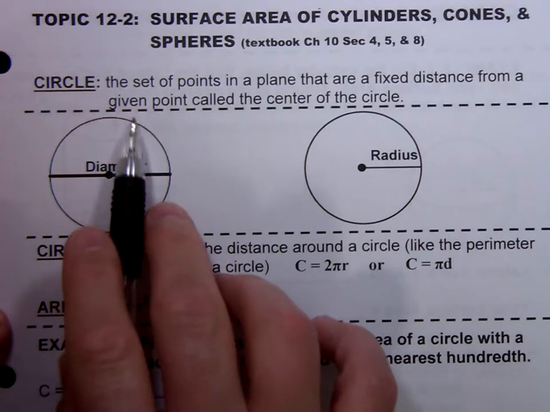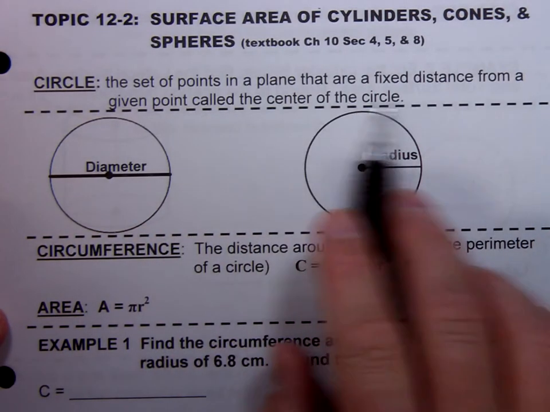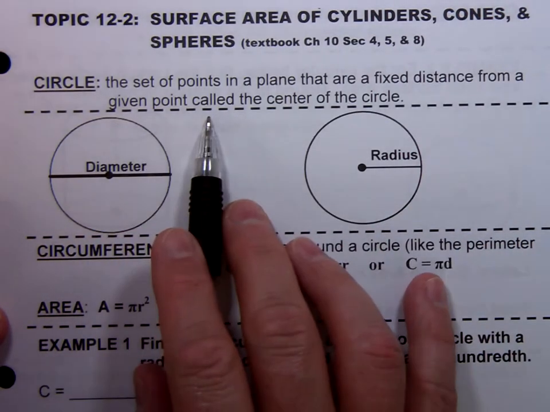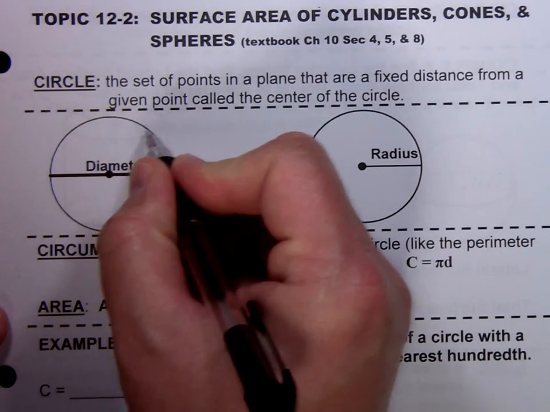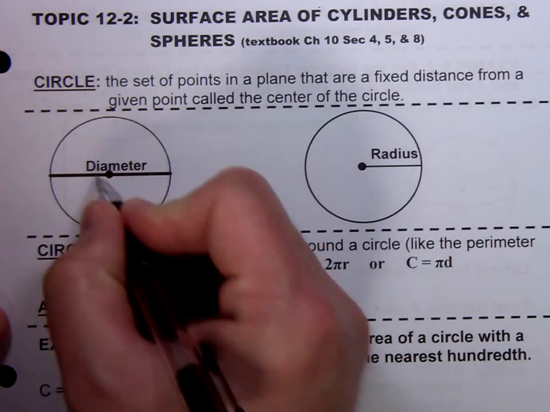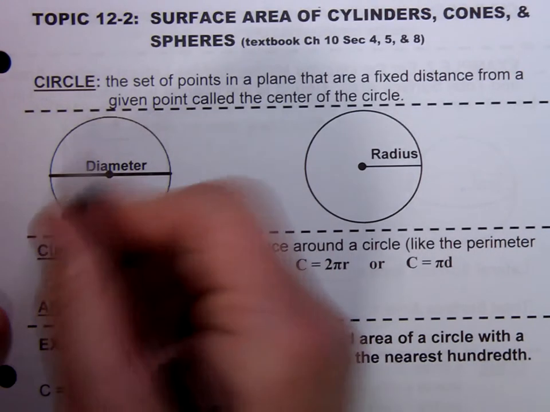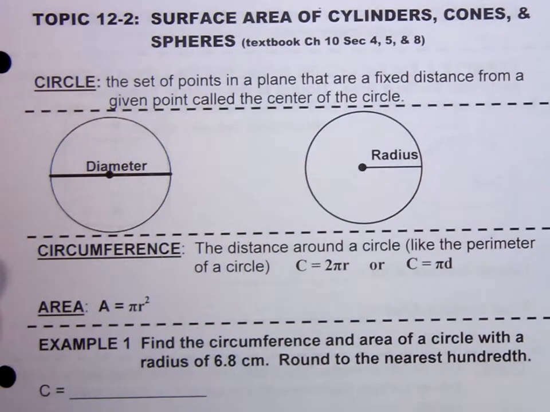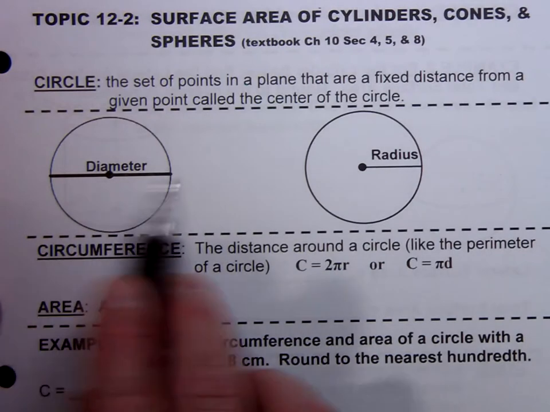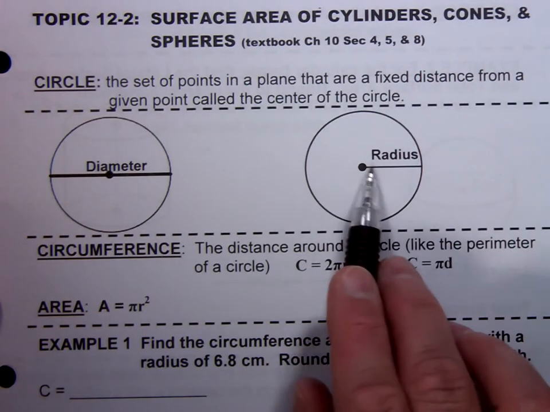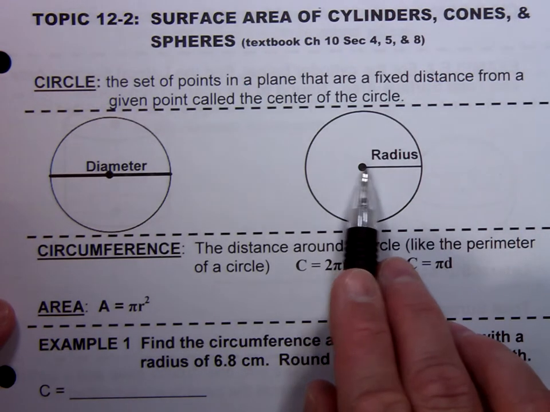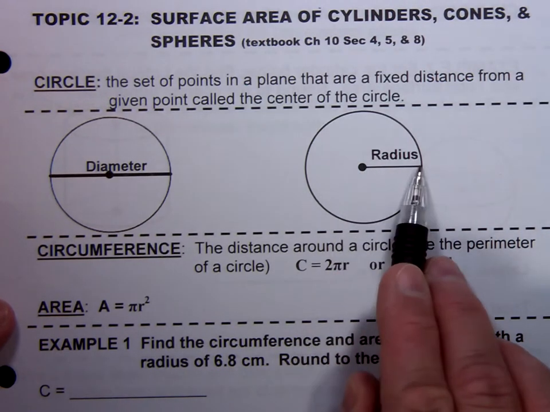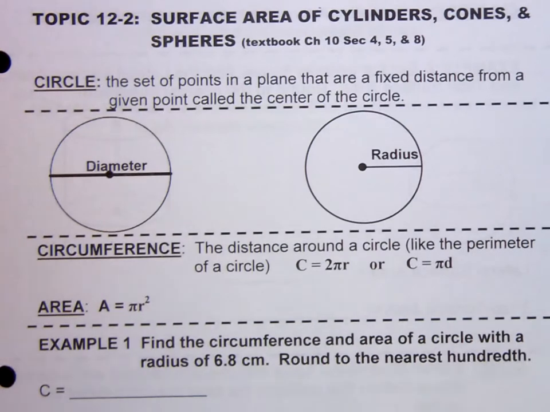The circle is the set of points in a plane that are a fixed distance from a given point called the center of the circle. So in a circle there is a center point, and every point on that circle is the same exact distance from that point. Now the distance all the way across the circle through the center is called the diameter, and the radius is half the diameter. It's halfway across the circle. It goes from the center to a point on the circle.